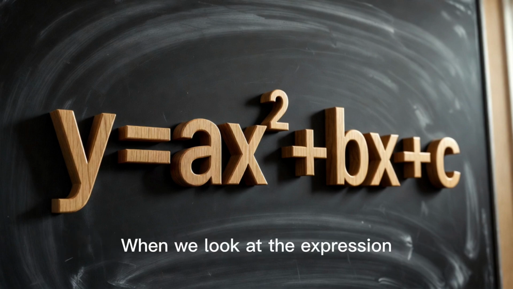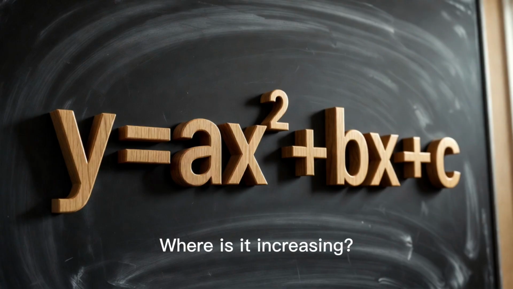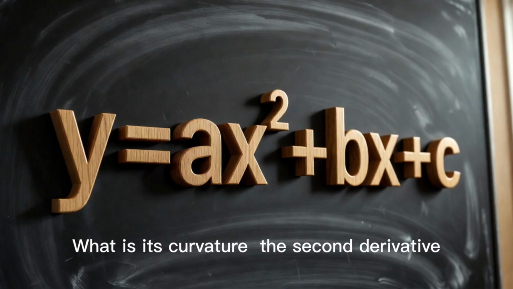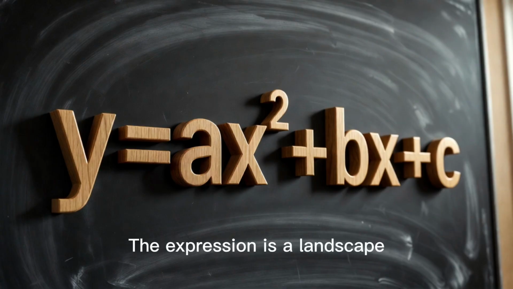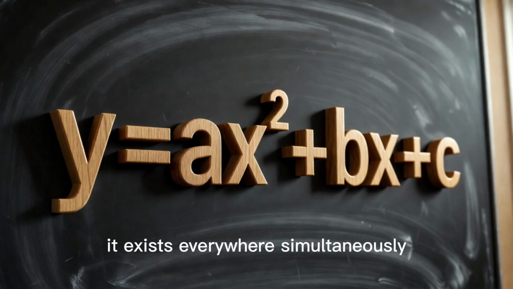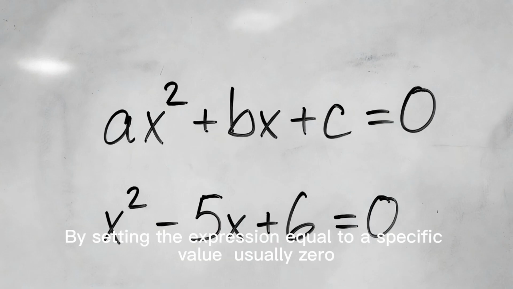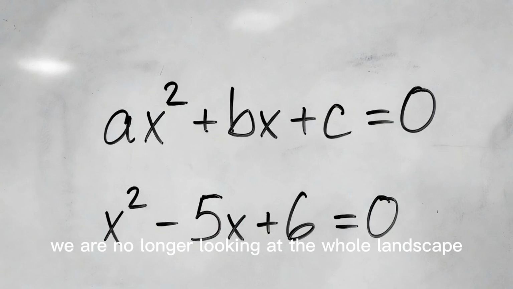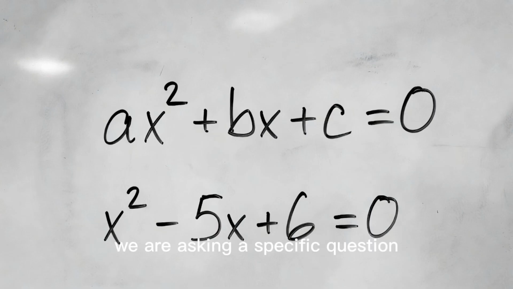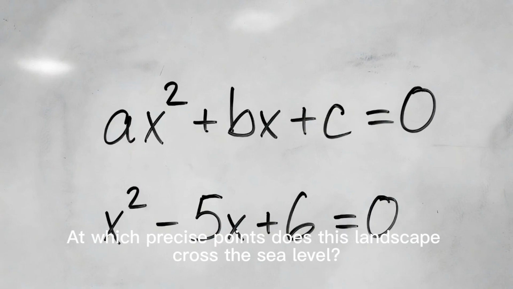When we look at the expression, we are interested in its behavior. Where is it increasing? What is its curvature, the second derivative, 2a? The expression is a landscape. It exists everywhere simultaneously. An equation is a mathematical sentence or a constraint. By setting the expression equal to a specific value, usually 0, we are no longer looking at the whole landscape. Instead, we are asking a specific question: at which precise points does this landscape cross the sea level?